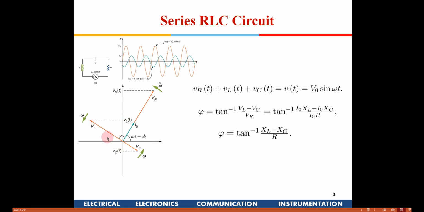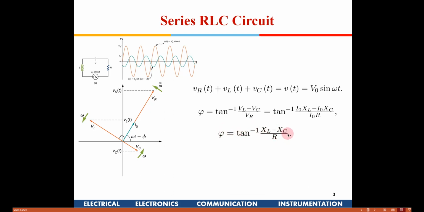So this is going to be VL minus VC, and this is going to be VR, and then I am going to take a sum. So I am going to get this angle. That is VL minus VC divided by VR. So I can substitute I0 XL and I0 XC and R. So I get tan inverse, the phase difference between the current and the voltage, of XL minus XC by R.